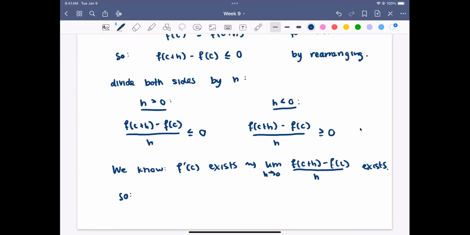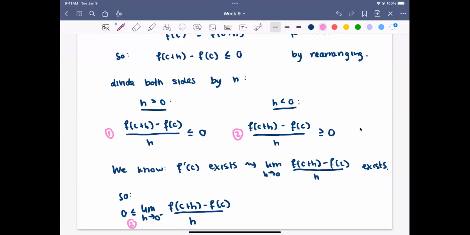So I'm going to just string together a bunch of inequalities, and I'm going to call this equation 1, and I'll call this equation 2. Okay, so I know that 0 is less than or equal to the limit as h approaches 0 from the left of f of c plus h minus f of c divided by h. So that's by inequality 2, right? So I just took inequality 2 and took the limit as h approaches 0 of both sides to get this inequality.